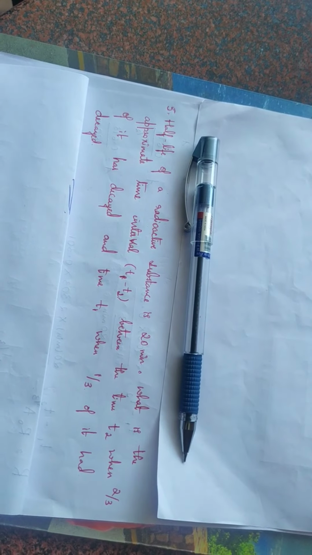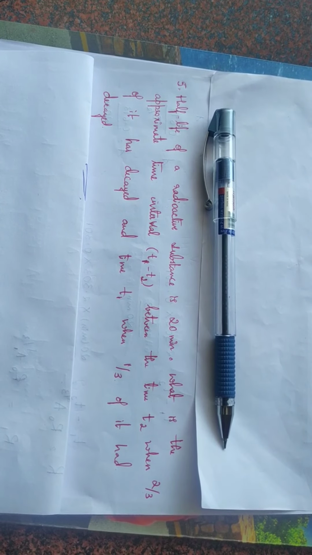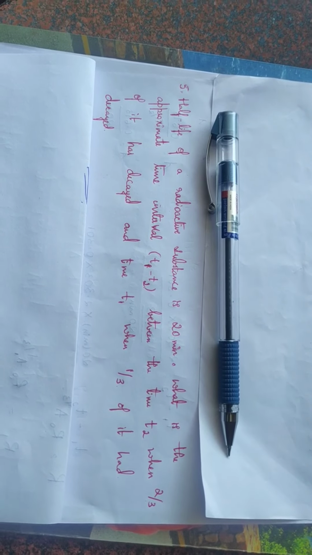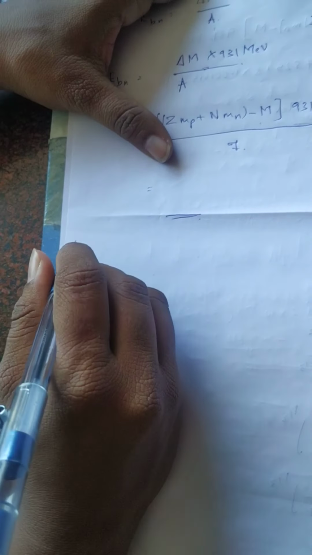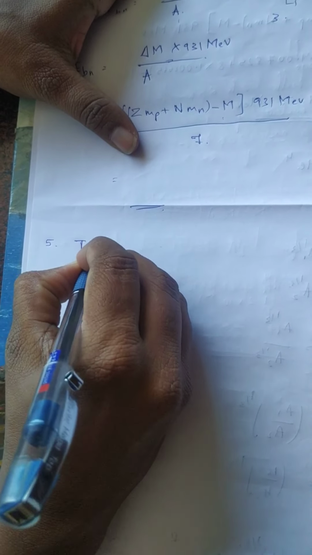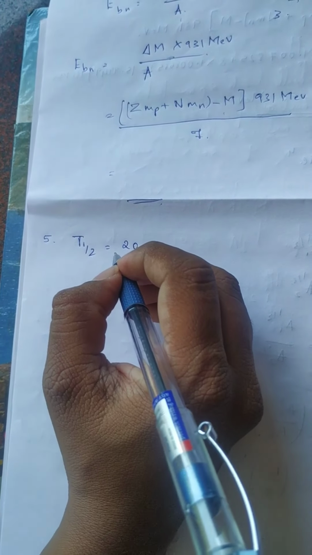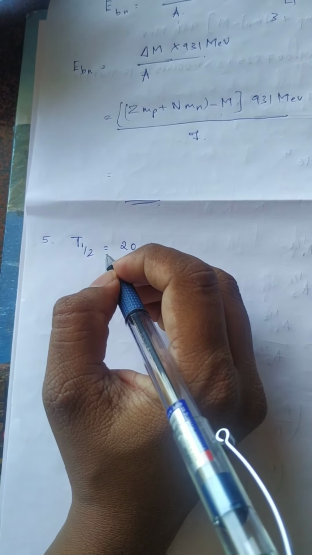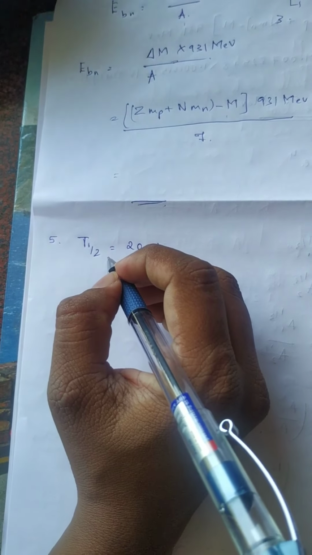So the next question is, the half-life of a radioactive substance is 20 minutes. What is the approximate time interval, that is T1 minus T2, between the time T2 when 2 by 3 of it has decayed and time T1 when 1 by 3 of it has decayed? So T half is given, which is 20 minutes. And we need the approximate time interval T1 minus T2, where at T2, 2 by 3 of the nucleus has decayed, and at T1, 1 by 3 of it had decayed.